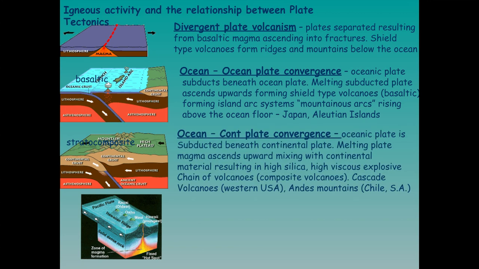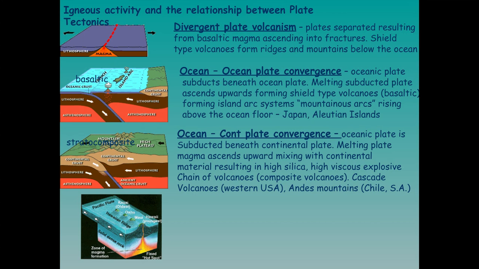If we move down to the next plate scenario, we have ocean to continent plate convergence. And here we have the oceanic plate now being subducted beneath the continental plate. And of course, the melting basaltic ocean plate now begins to ascend. But what happens in this case is the basaltic, low silica plate then begins to mix and come in contact with continental plate. And we know that when we look at continental plate, it's very granitic/rhyolitic in composition, very felsic. So now we're mixing the ocean plate with higher felsic material.